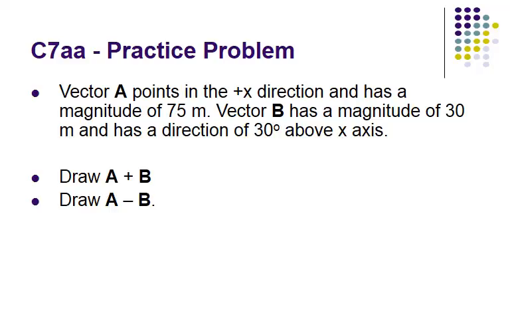Vector A points in the positive x direction, has a magnitude of 75 meters. Vector B has a magnitude of 30 meters, direction of 30 degrees above the x-axis. So I want you to draw vector A plus B, and we'll add those, and then go ahead and also do vector A minus B and draw the resultant. So go ahead and pause the clip and give this a try, and when you're ready to check, you can hit play to continue.